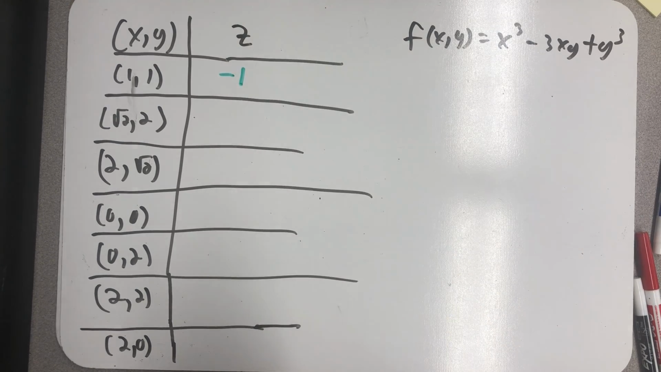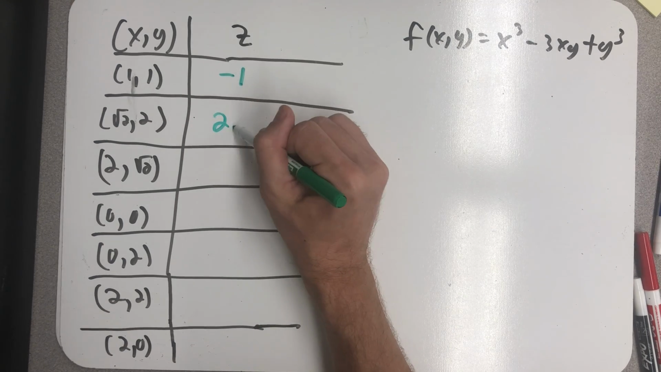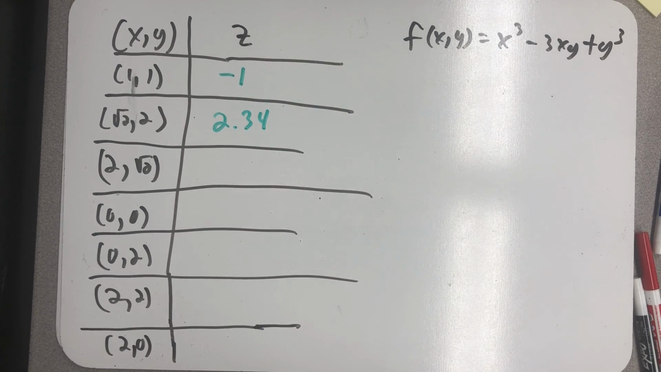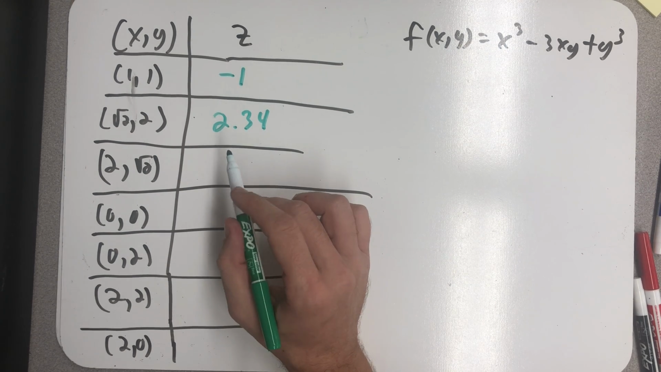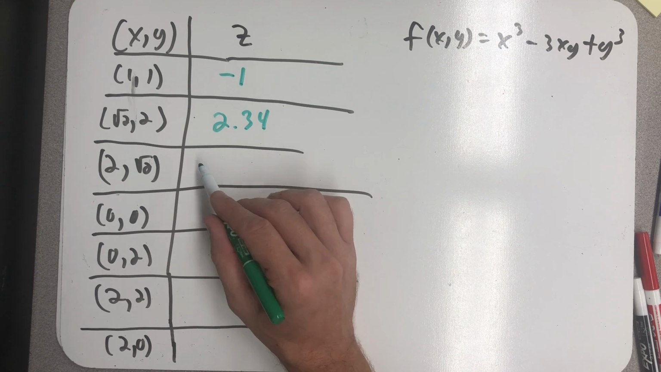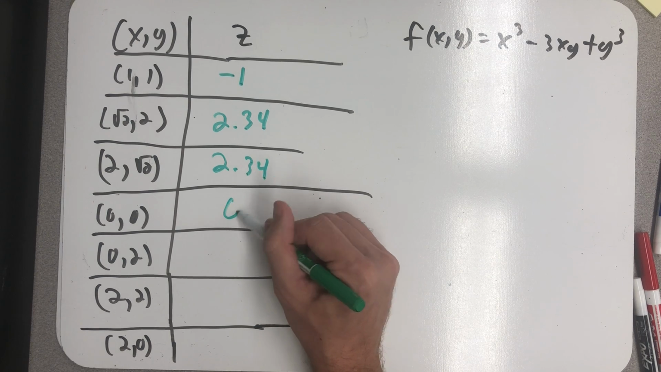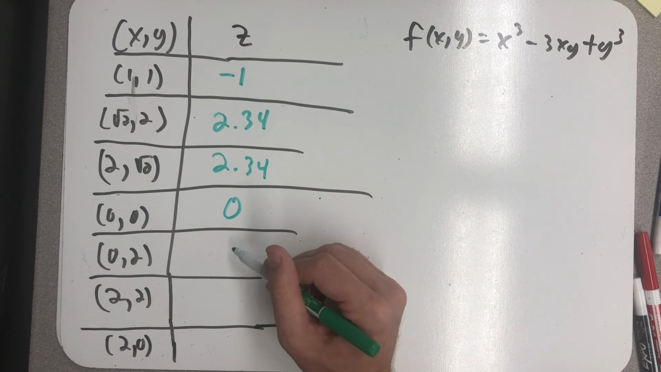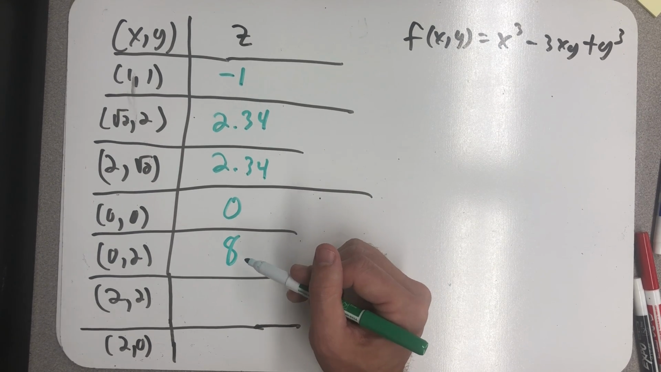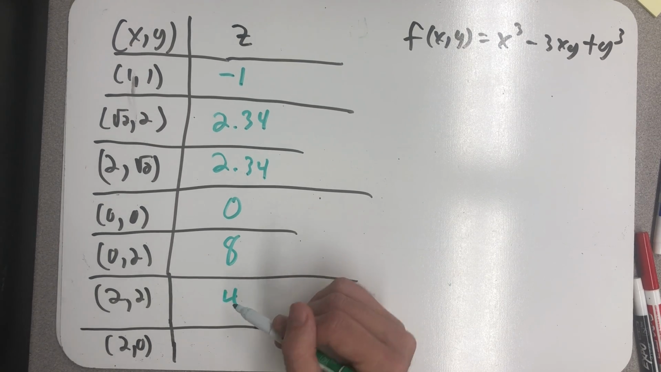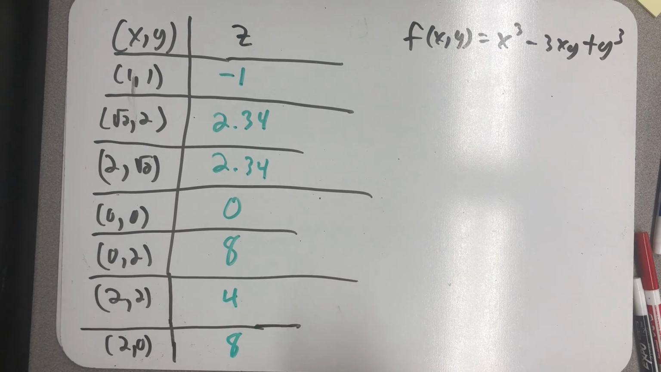So at 1, 1, we get out a minus 1, and we know that from our work from part 5. At root 2, comma 2, I get out 2.34. At 2 comma root 2, I get out 2.34. At 0, 0, I get out 0. At 0, 2, I get out 8. At 2, 2, I get out 4. And finally, at 2, 0, I get out 8.